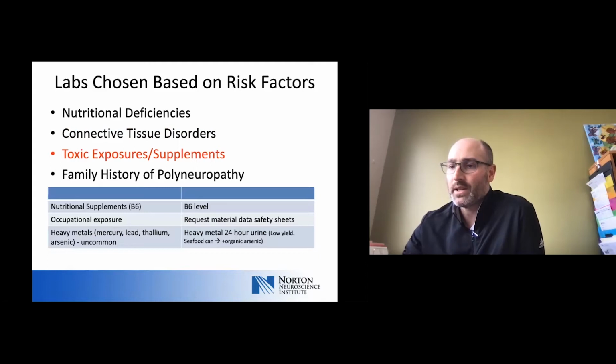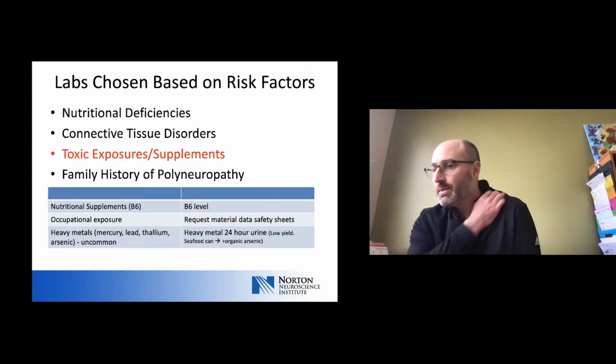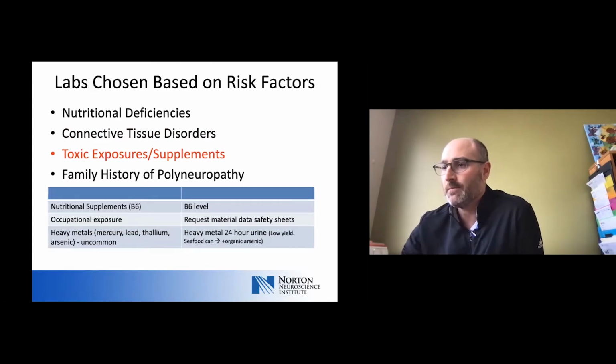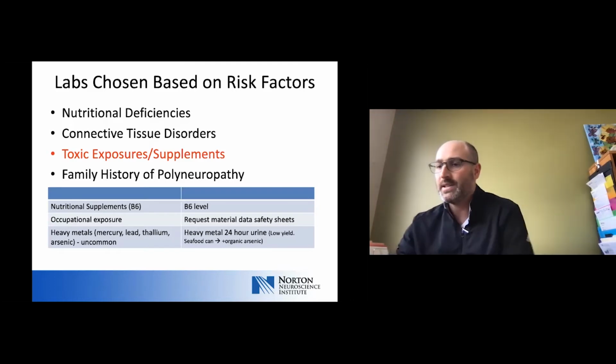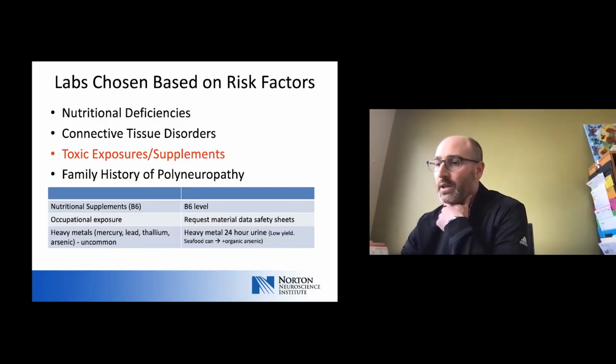All right, so toxic exposures. To be honest, aside from toxic exposures by way of medications and alcohol, I tend not to get a lot of hits from this particular category. Heavy metal panels are pretty frequently sent, but rarely useful. And so I tend to send these along infrequently. The one thing on this list here that might pop up a bit more frequently would actually be B6 toxicity.